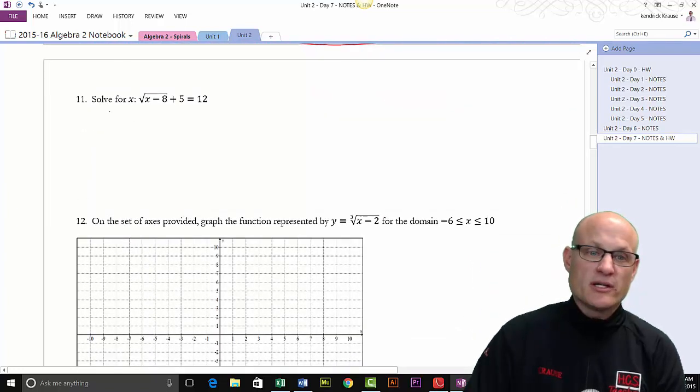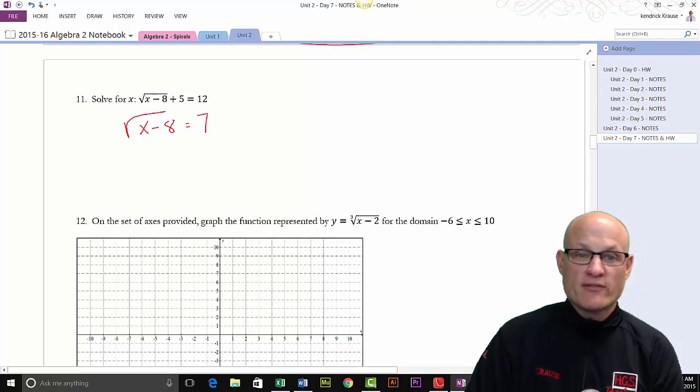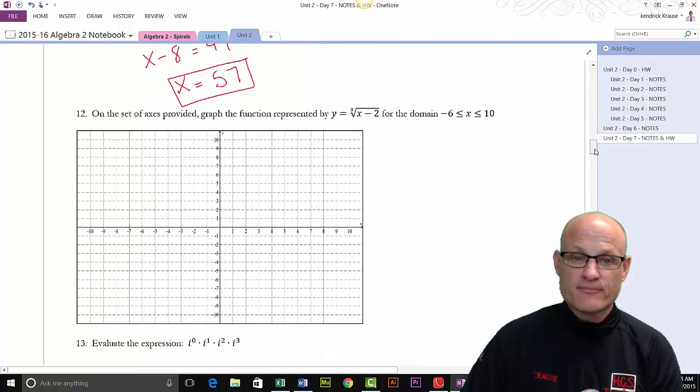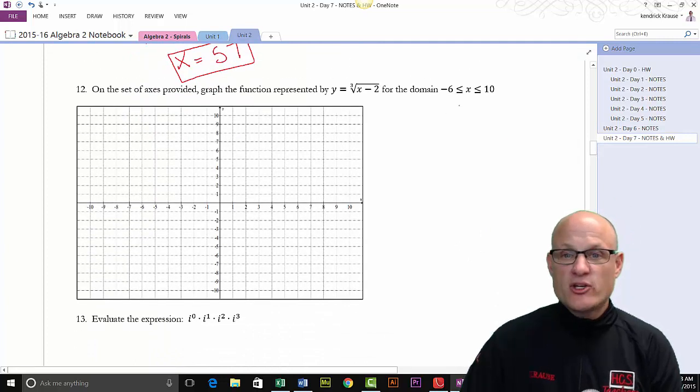Isolate the weird thing. So we get square root of x minus 8 equals 7. X minus 8 equals 49 when you square both sides. Or x is equal to 57. Done. I'm not going to check it. It's the right answer.